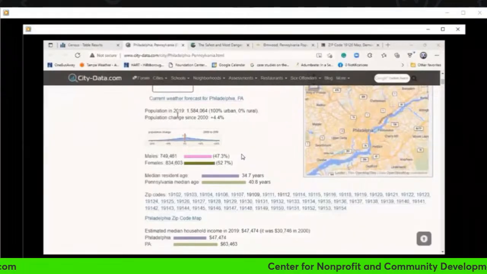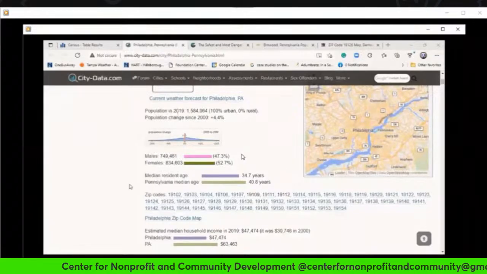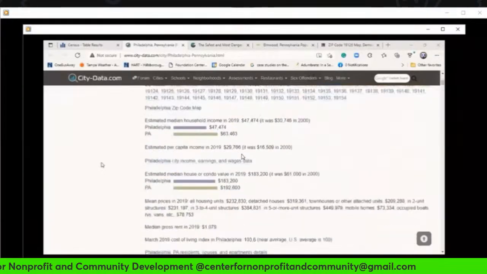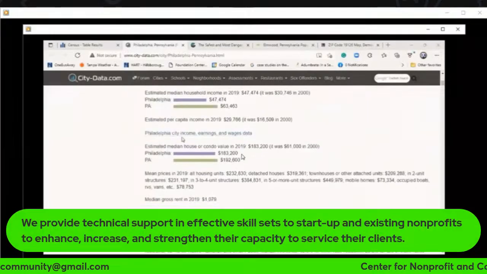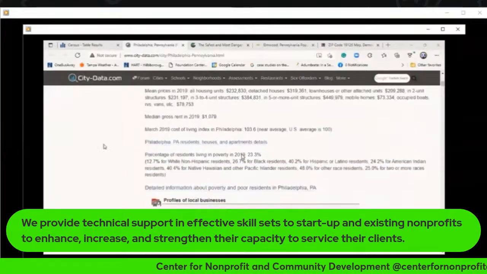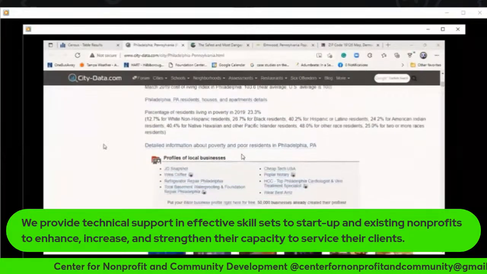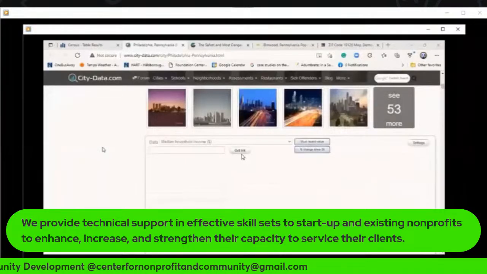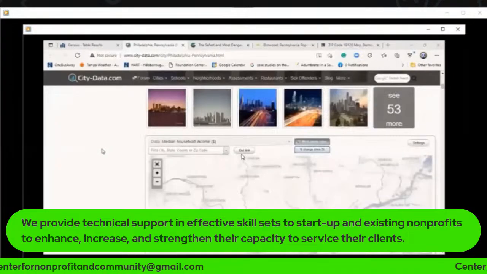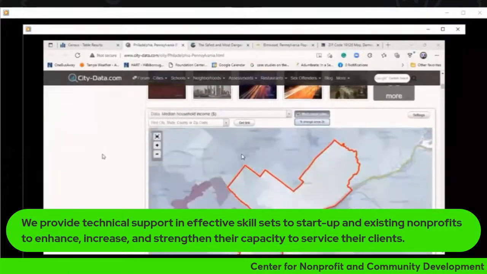But this is important because this is going to give us a lot of in-depth information. So, having said that, let's continue. As you can see, median household income, per capita income. For some of you, this information is too much. But for others of you that have the responsibility of being able to gather up the real hard numbers, this is going to be intriguing.